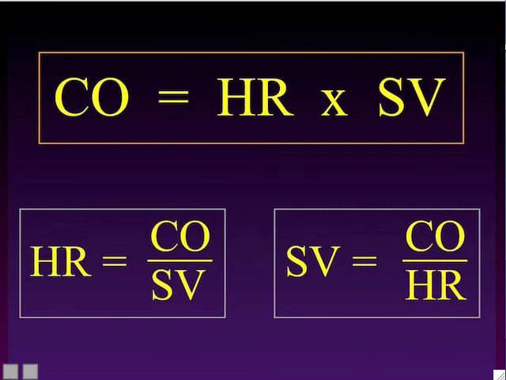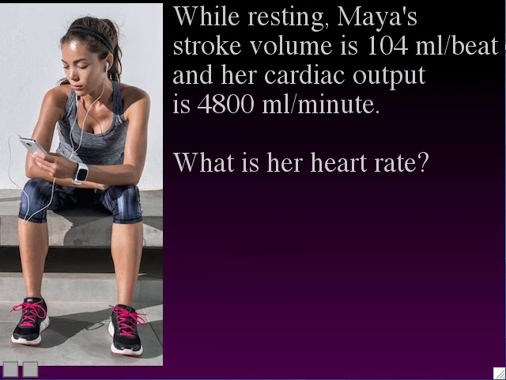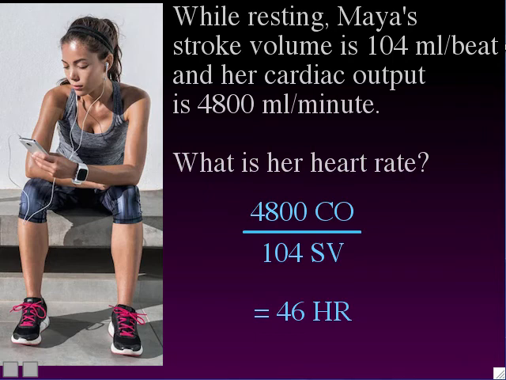Okay, so in this problem, I'm asking you to find Maya's heart rate, and so this is the equation you're going to use, and this equation tells you to find the heart rate, you divide her cardiac output by her stroke volume. So let's do that. Her cardiac output is 4,800 milliliters per minute. Her stroke volume is 104 milliliters per beat. So we divide her cardiac output by her stroke volume. In other words, we divide 4,800 milliliters per minute by 104 milliliters per beat, and that gives us her resting heart rate, which is 46 beats per minute.